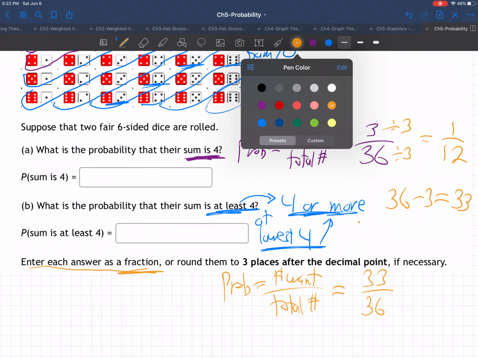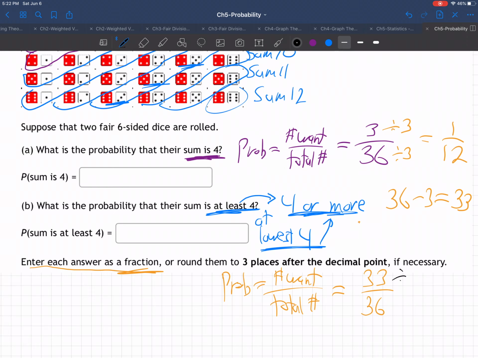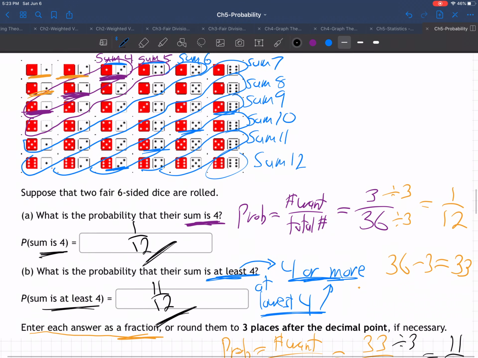But then we of course have to reduce that fraction. Divide top and bottom by 3. That'll be 11/12. So this was 1/12 and this is 11/12. The probability of getting a sum that's 4 is 1/12, and the probability of getting a sum at least 4, at the lowest 4 or more, is 11/12. So most of the time, you get a sum that's at least 4 or more. 11/12 of the time, but only 1/12 of the time will you get a sum that is exactly 4. There we go.